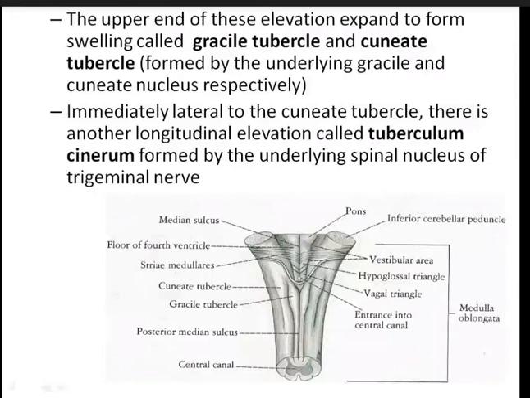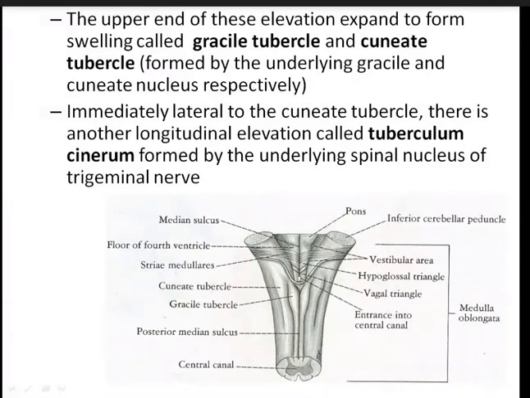The upper ends of these elevations expand to form swellings called the gracile tubercle and the cuneate tubercle, formed by the underlying gracile and cuneate nuclei respectively. So the gracile tubercle is due to the gracile nucleus, and the cuneate tubercle is due to the cuneate nucleus. Medially are the fasciculus gracilis and the gracile tubercle, and laterally the fasciculus cuneatus and the cuneate tubercle.